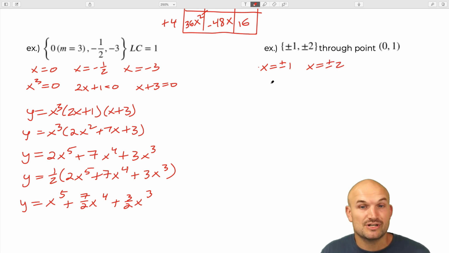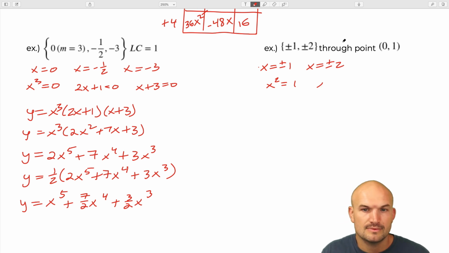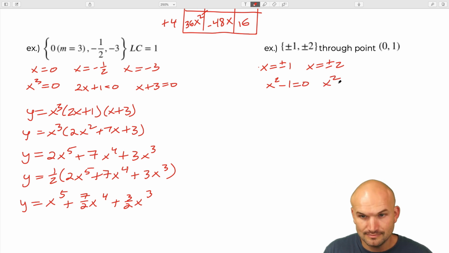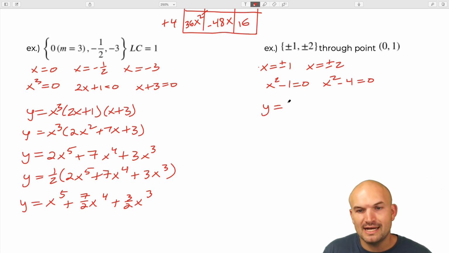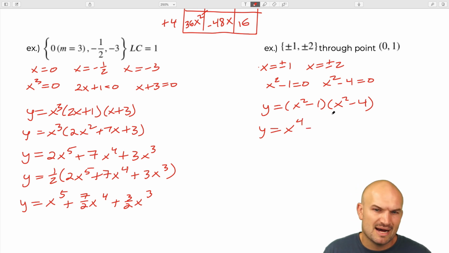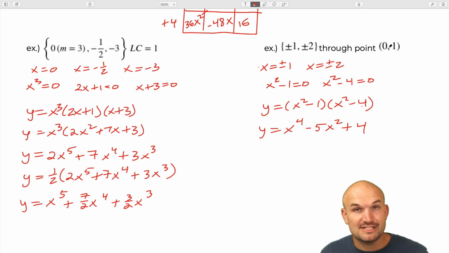Now, hopefully you recognize that those are going to come from the difference of two squares. So this is really x squared is equal to 1, and x squared is going to equal 4. This is really x squared minus 1 equals 0. And this one's x squared minus 4 is equal to 0, right? Those are going to be your zeros. And therefore I have an equation y equals x squared minus 1 times x squared minus 4. And then you multiply those out and you get x to the 4th minus, let's see, that's going to be a positive 4x squared, negative 4x squared, that'd be a negative 5x squared plus 4. Okay. Now again, though, remember it has to go through this point.